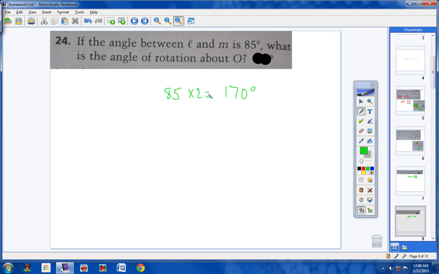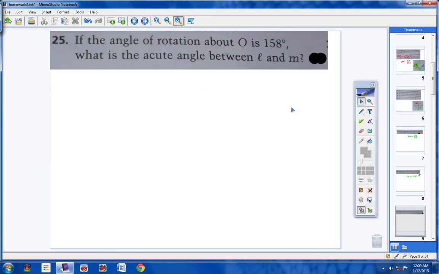Alright, now moving on to number 25. Now here it's different. Here they're telling you the angle of rotation, and they're saying find the angle between L and M. So now we're going backwards. Do you see that? Now you're looking for the angle between L and M. So now we have to take 158 and not multiply it by 2, but divide it by 2 because we're going backwards now. And we will get 79 degrees.